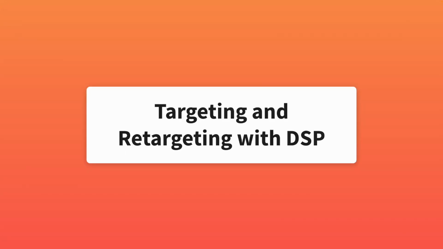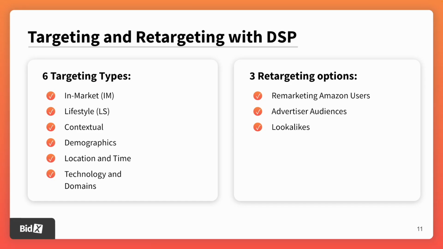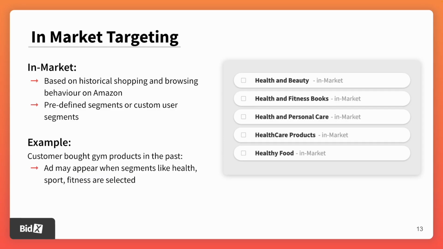So next we come to the part targeting and retargeting with DSP. As you can see, we have a lot of possibilities here. There are 6 targeting types and also 3 retargeting options, which we will have a closer look at now. So first thing you can do is in-market targeting, which is based on the historical shopping and browsing behavior on Amazon. And there are predefined segments or custom user segments. So we also have examples so that it's a little bit better to understand.